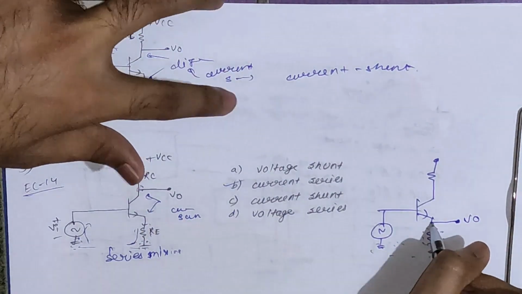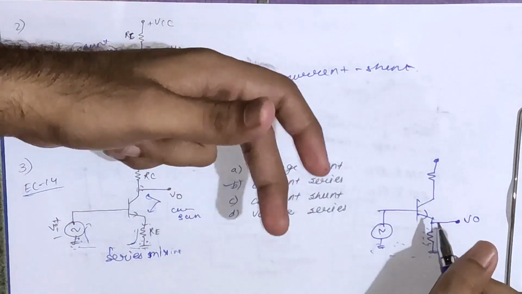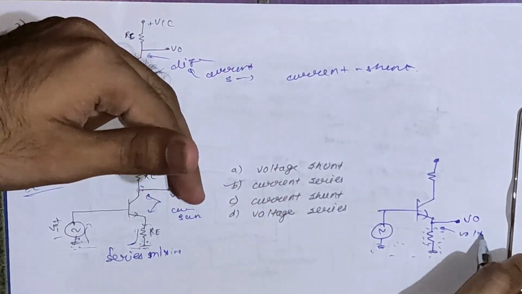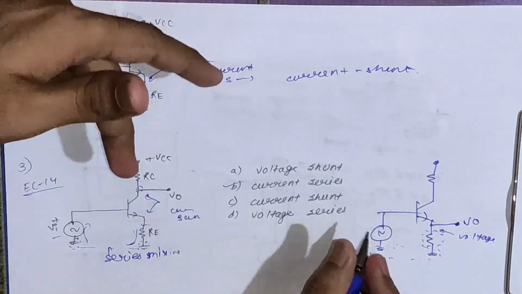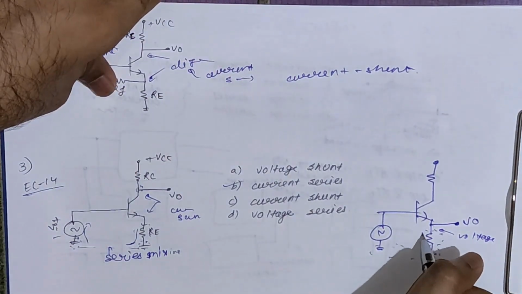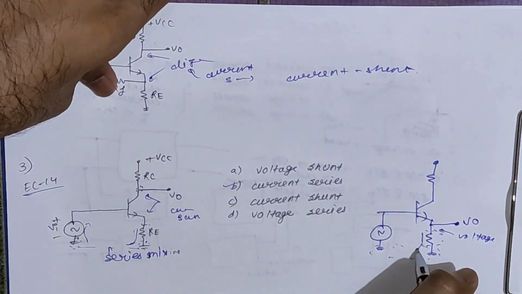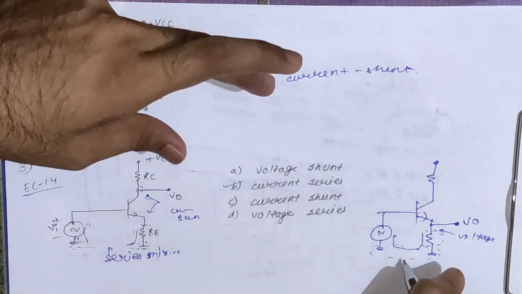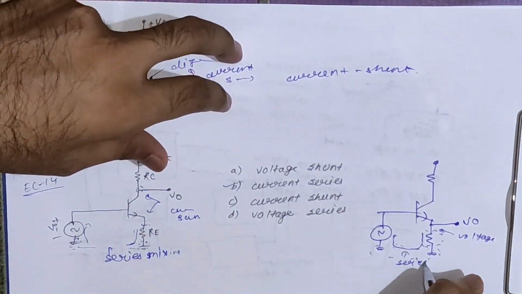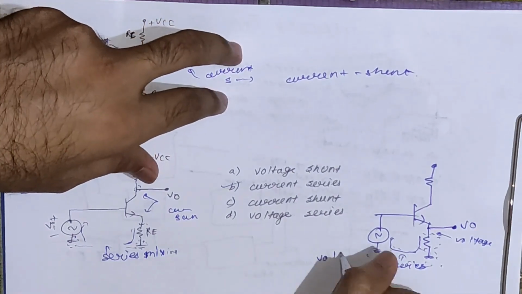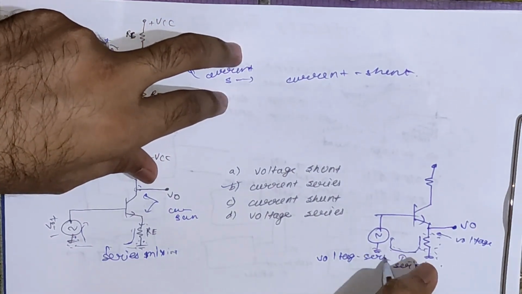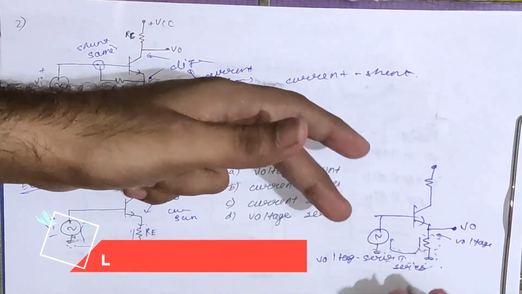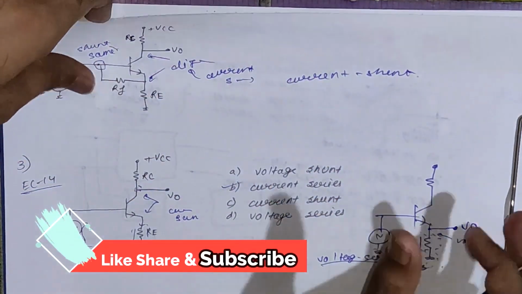So here you can see the output and the feedback are taken from the same terminal. So you will say the sampling is voltage sampling. And for the mixing, as the current from the feedback element is flowing through ground to the input terminal in series fashion, you will say the mixing is series mixing. So the answer will be voltage series. For the previous one it was a current series, and for this the type of feedback amplifier is voltage series. So take note of it.